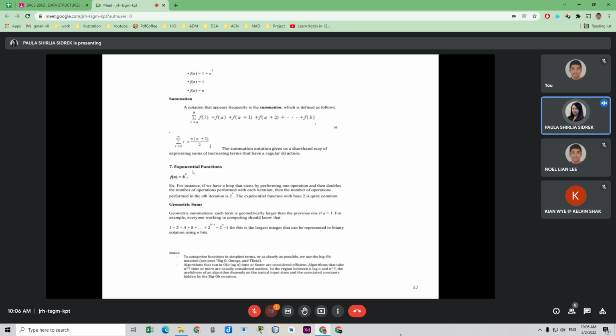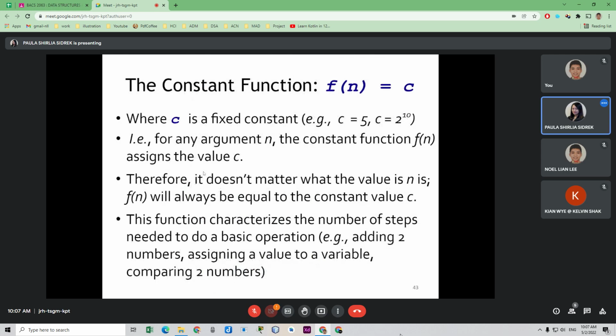Last one is the exponential function. f of n equals b to the power of n, right? So for instance, we have a loop that starts by performing one operation and then doubles. So you use this representation. I need you to read on that one. This one is just the explanation of what has been given a while ago. f of n equals c, where c is a fixed constant, c equals 5, c equals 2 to the power of 10. Okay, read on this one.